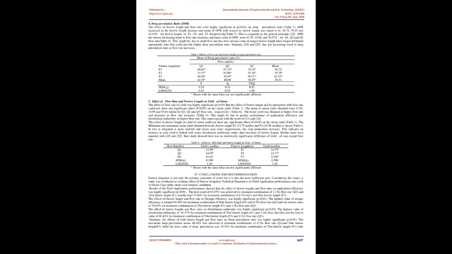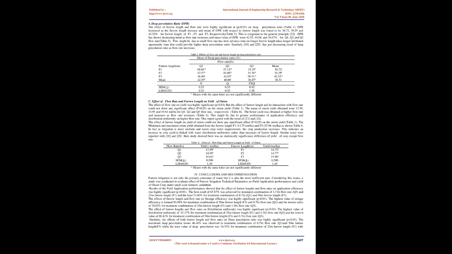The better yield was obtained at higher flow rate and increases as flow rate increases, Table 6. This might be due to greater performance of application efficiency and distribution uniformity at higher flow rate. This report agreed with the trend of 23 and 24. The effect of furrow length on yield of onion did not show any significant effect, p>0.05, Table 1.